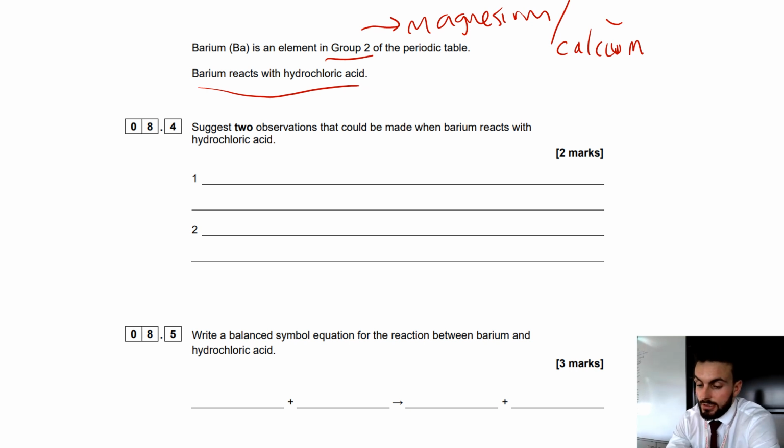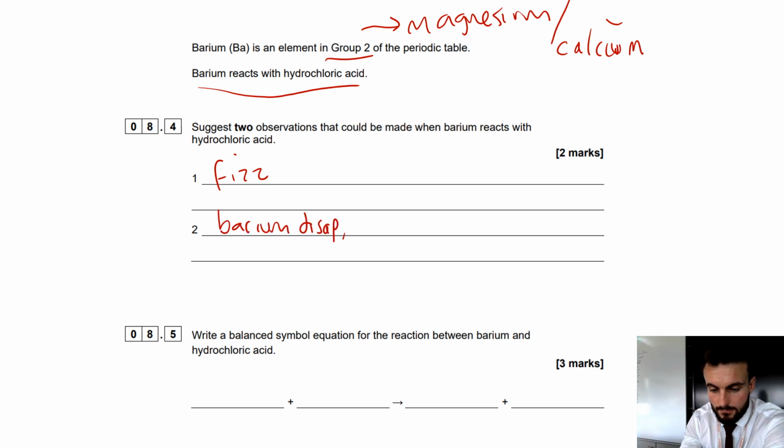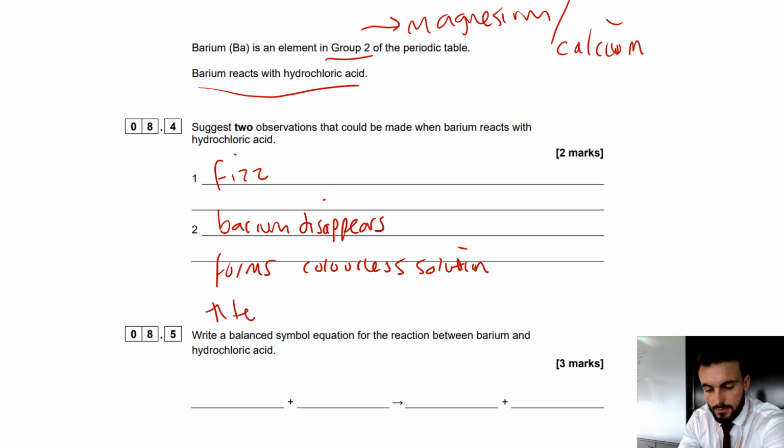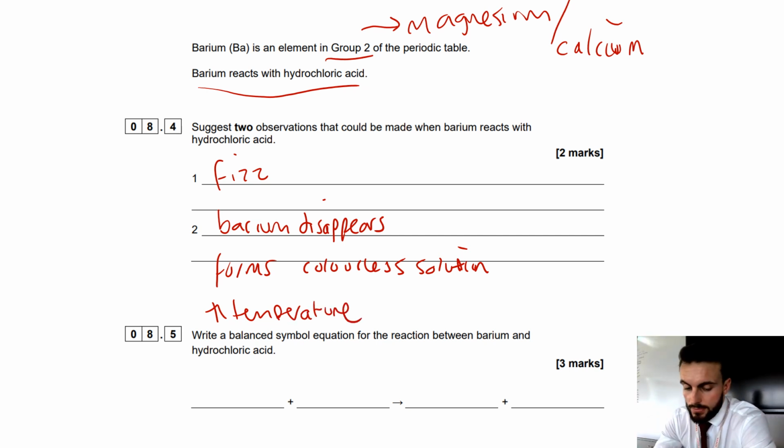You could pretty much just imagine that it's magnesium and it's just going to be a more reactive version of magnesium. So you can say if you put it in the acid it will fizz. You could say the barium would disappear. You could say it forms a colourless solution, as magnesium does. You could also say increase in temperature. All I've done is imagined it's magnesium, replace the word magnesium with barium, same thing.